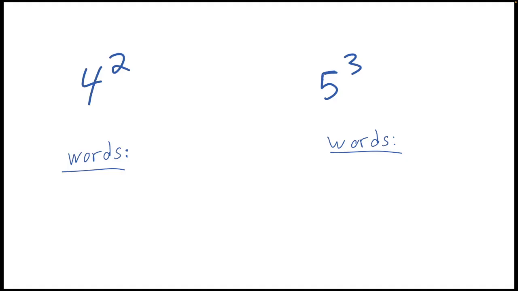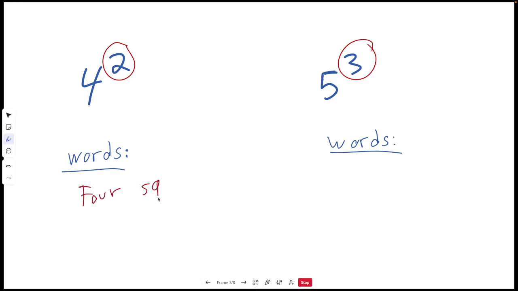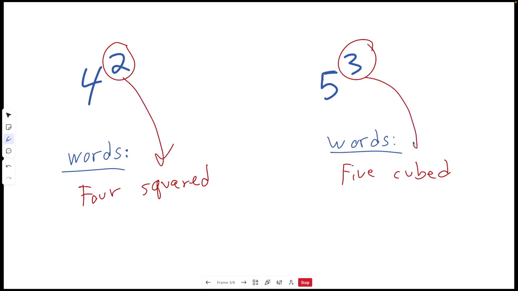Now, when there is a 2 in the corner or a 3 in the corner, you can say 4 to the 2nd power, you can say 5 to the 3rd power, but another way of saying this is 4 squared. And this is 5 cubed. The reason for this is that squares are 2-dimensional and cubes are 3-dimensional.